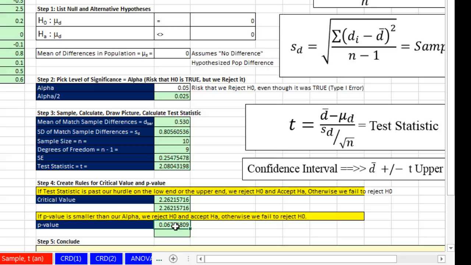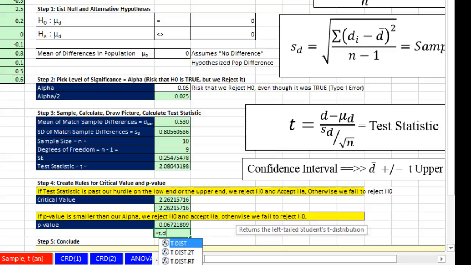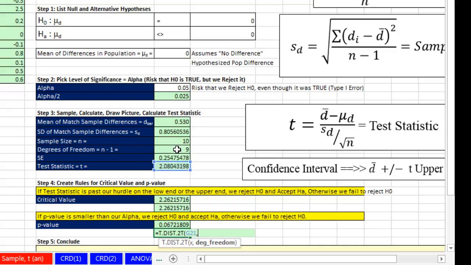Now, in this case, this formula really is kind of complicated. The equals T.DIST.2T is really quite a bit easier here. We give it the x, that's our test statistic, and the degrees of freedom, 9, and it does the rest because it's programmed as a two-tail. Control-Enter.